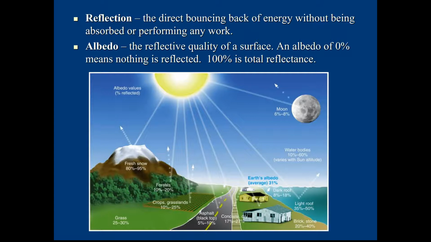Albedo is the reflectance quality of a surface. So an albedo of 0% means that nothing is going to actually be reflected, while 100% is full reflectance. So when I think of brighter, vibrant colors, they're probably going to have a higher level of albedo because it's actually giving back a color. We can use different sensors to see different things.